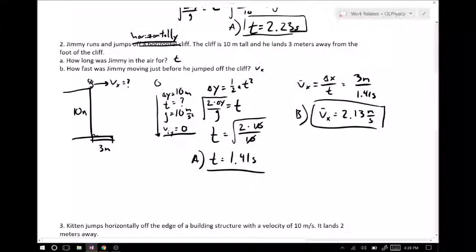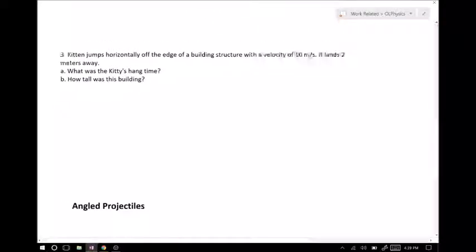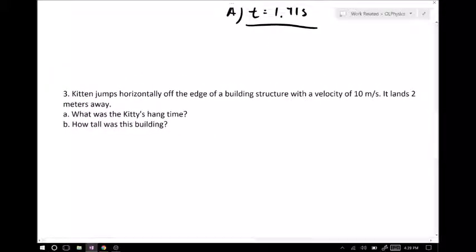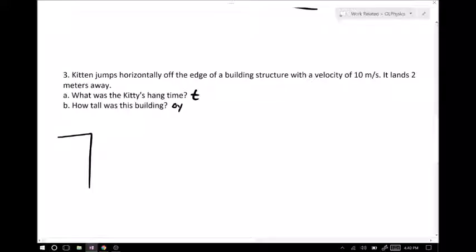Next we have a kitten, and it jumps off horizontally from a building structure with a velocity of 10 meters per second, and it lands 2 meters away. Again, we're being asked for time. If you didn't notice, I asked for time in 3 different ways so that you can see how I'll be asking these in the future. And then how tall is our building? That is a change in y. So, we start off by drawing it. I'm going to try to draw the best kitten I can draw. It has a tail, right? This is its tail. And then it jumps off, right?